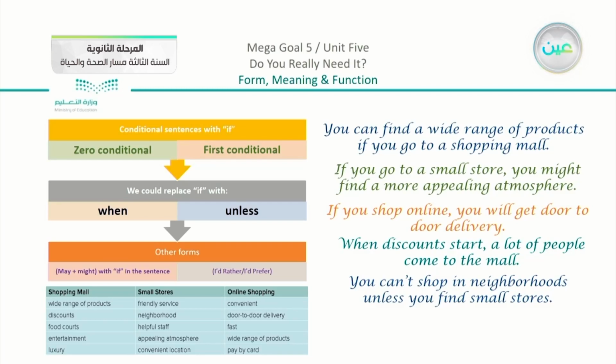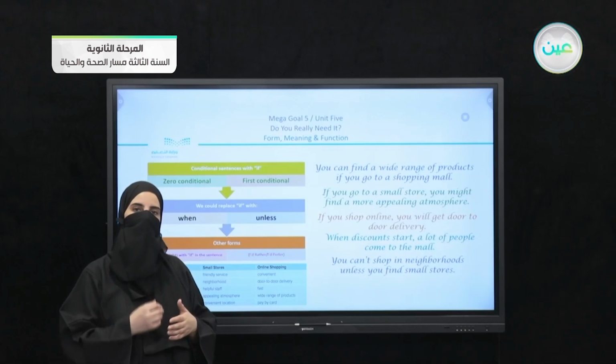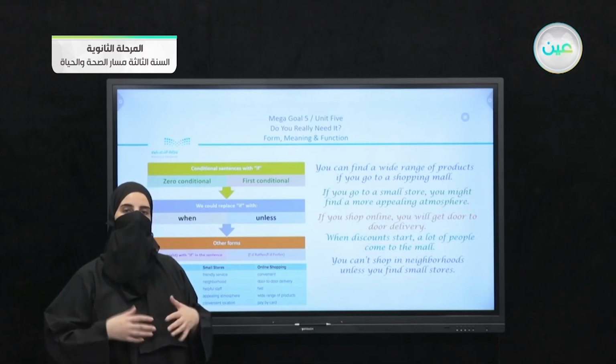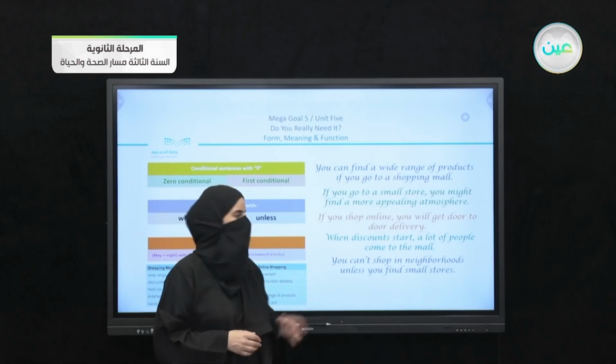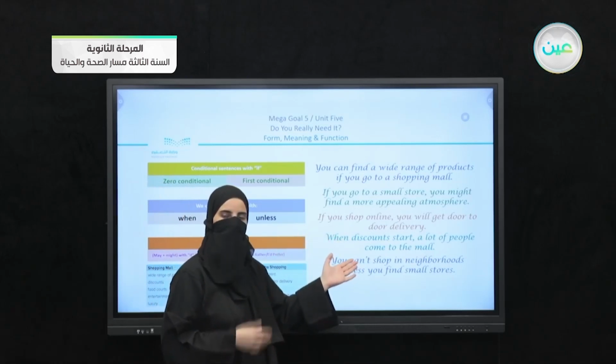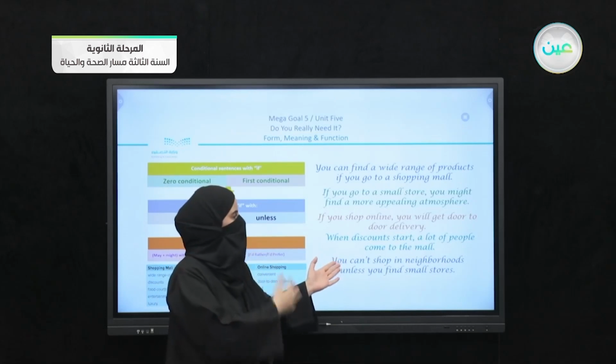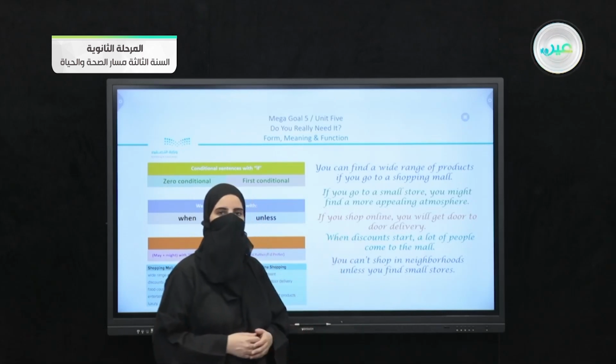We have the first conditional sentence using will. After that, we replaced if using when in the sentence. So you can see it's the same idea, but we replaced if with when. We do have the clause at the very beginning, and there is the comma. So we have here, when discounts start. This is the dependent clause, completing a lot of people come to the mall.